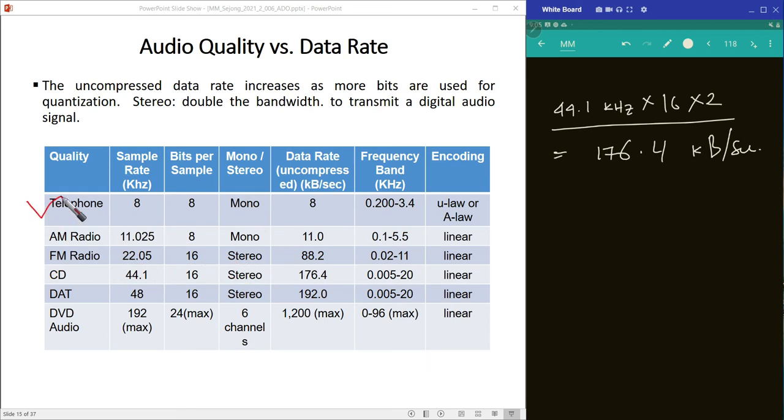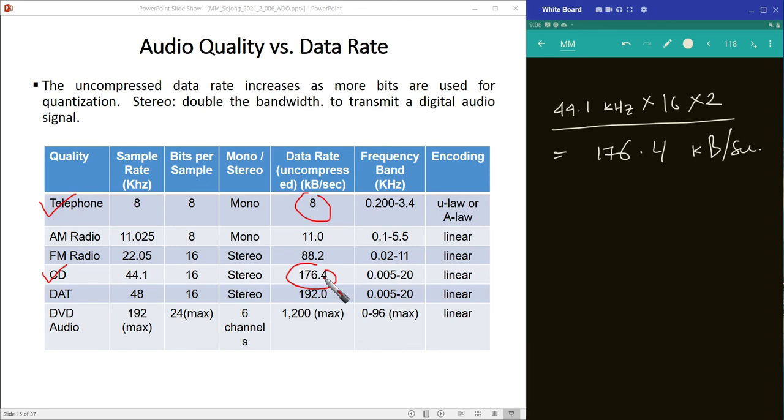When you talk on the telephone, your data rate every second is basically 8 kilobytes. So your communication channel or application software needs to support at least 8 kilobytes per second. But if you play CD signals, then your data rate should be 176 kilobytes per second. Now, how about DVD audio quality? DVD audio quality is even 1200 kilobytes per second. So if you compare the CD quality and telephone quality, see how much more data rate and data you need compared to your telephone signal.